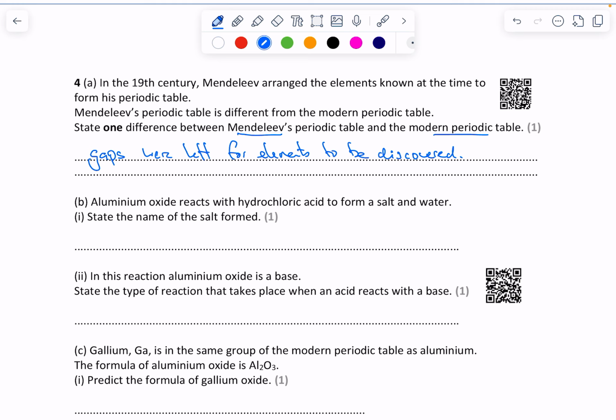Aluminium reacts with hydrochloric acid to form a salt and water. Name the salt formed. Because it's hydrochloric acid, we form a salt which is a chloride. It's going to be a metal chloride, and the metal is the aluminium. So here we are looking at the salt aluminium chloride forming.